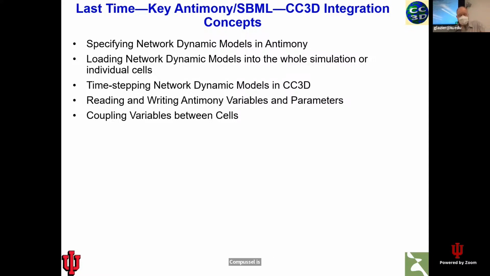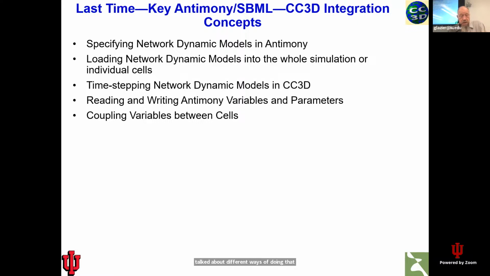That model can be specified in SBML or CellML, which are markup languages, or in antimony. It can live in a string inside the simulation or be read from an external file. So you have a lot of flexibility. We've only looked at specifying it in a string and then with antimony. Then you have to load that network model into the individual cells or into the simulation as a whole. And we talked about different ways of doing that.